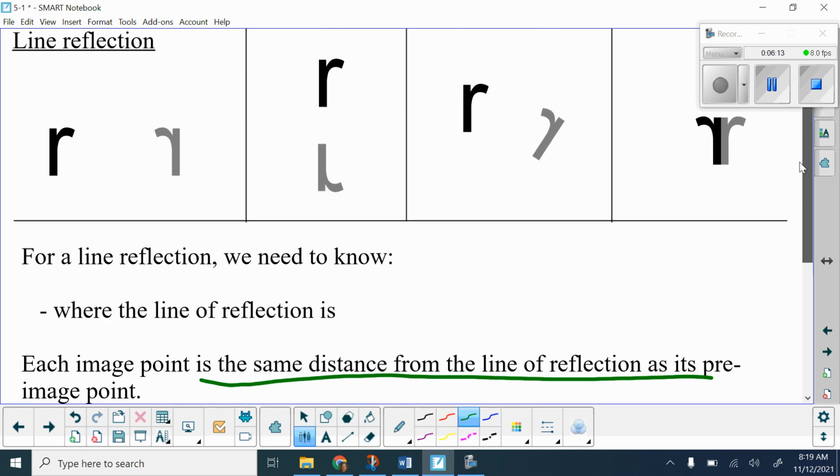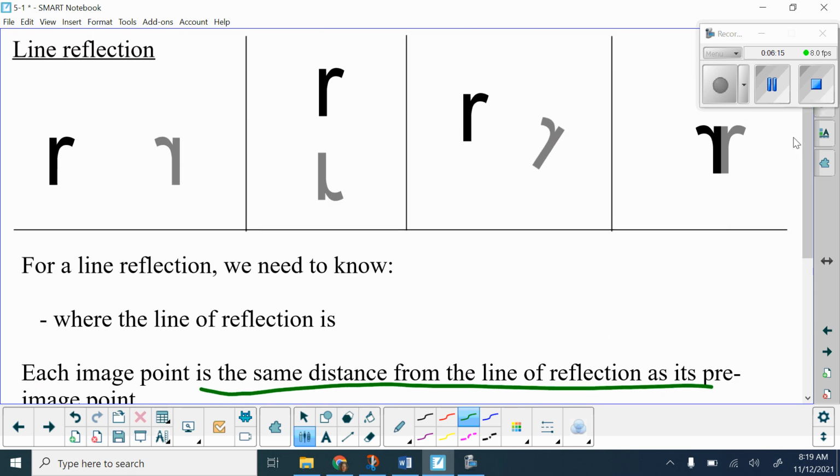So if I go back up and look here, if I try to draw in one of these lines of reflections, I'm just going to sketch it in. I want my line. There we go. All right, that looks pretty good. So there's my line of reflection.